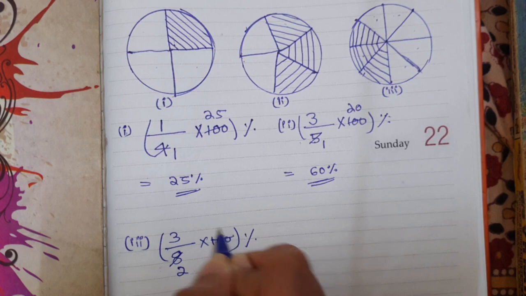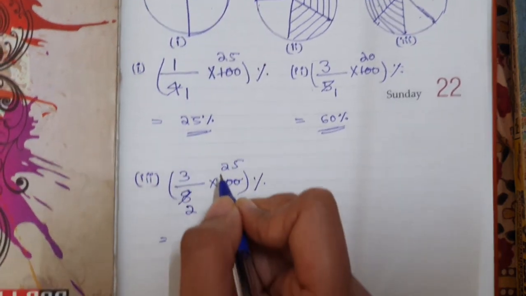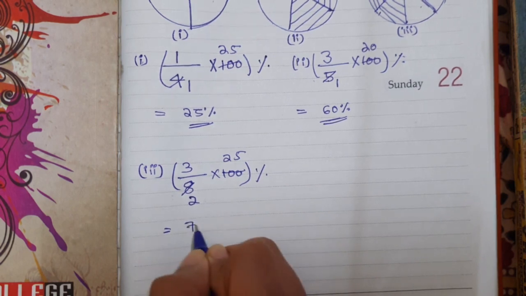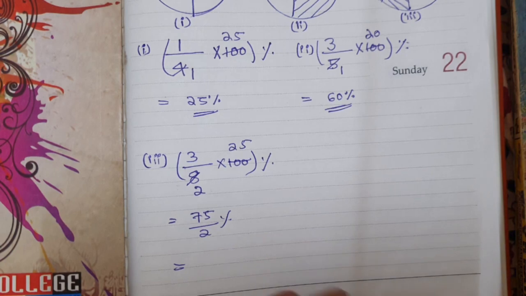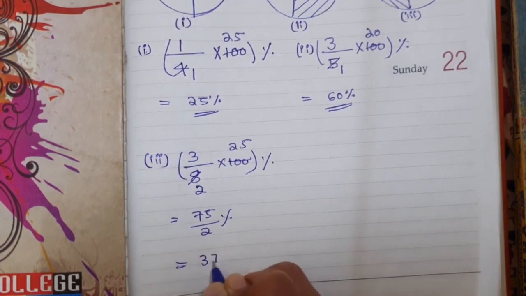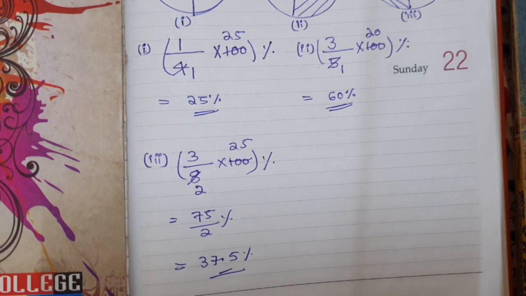4 2s are 8, 4 25s are 100. We got 3 into 25. 3 into 25 is how much? 3 into 25 is 75 divided by 2 percentage. 75 divided by 2 can be simplified as 37.5. 37.5 is the final answer.